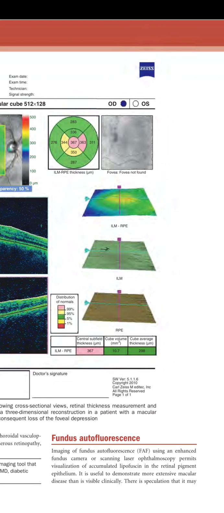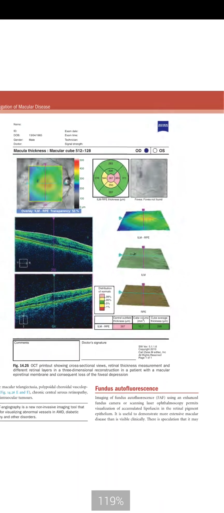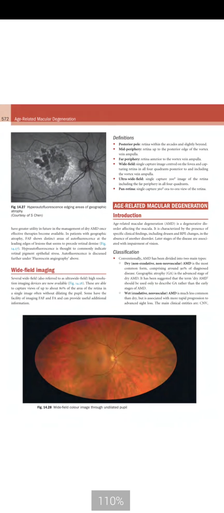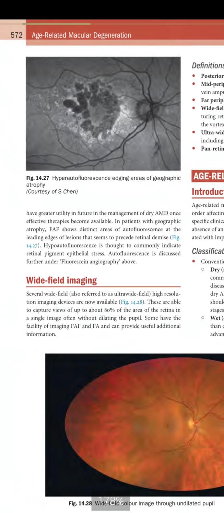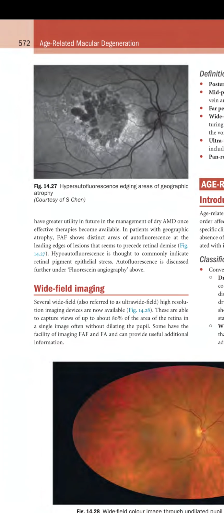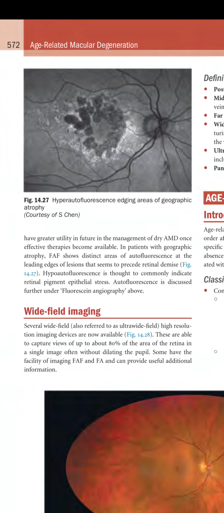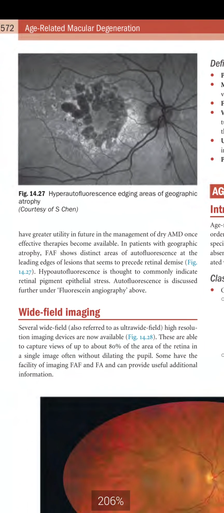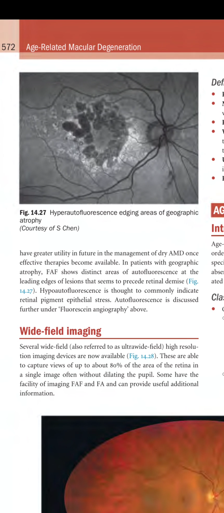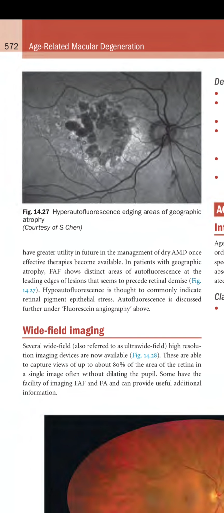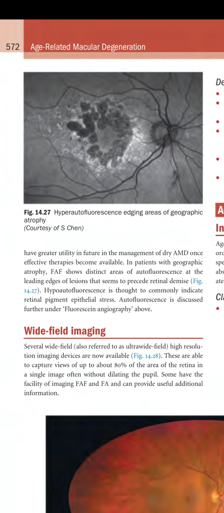Imaging of the fundus autofluorescence using an enhanced fundus camera or scanning laser ophthalmoscopy permits visualization of accumulated lipofuscin in the retinal pigment epithelium. It is useful to demonstrate more extensive macular disease than is visible clinically. There is speculation that it may have a greater utility in future in the management of dry AMD once effective therapies become available. In a patient with geographic atrophy, FAF shows distinct areas of autofluorescence at the leading edge of the lesion that seem to precede retinal demise.